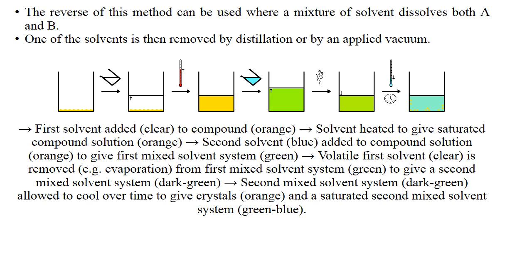And then the volatile first solvent, which is clear, is removed by evaporation from the first mixed solvent system green to give a second mixed solvent system, dark green. The second mixed solvent system, which is dark green, is allowed to cool over time to give crystals, which are orange in color, and a saturated second mixed solvent system, which is blue green, is obtained.